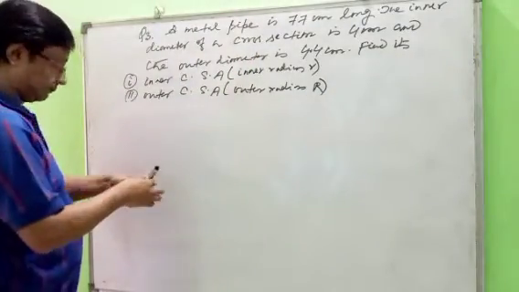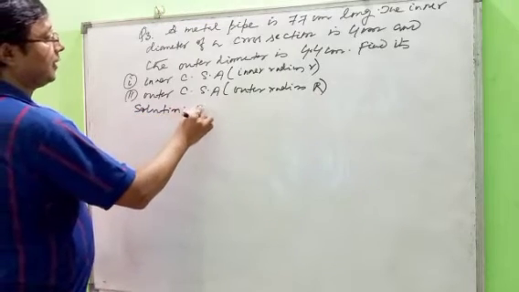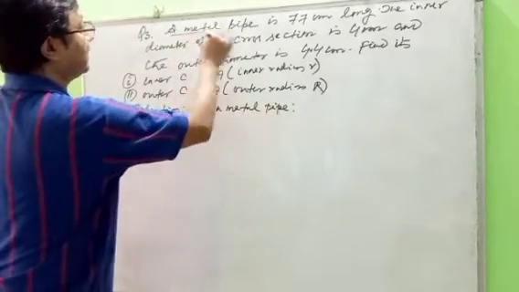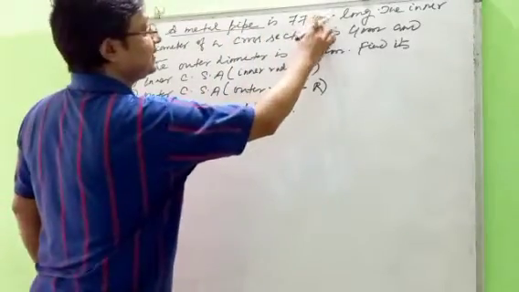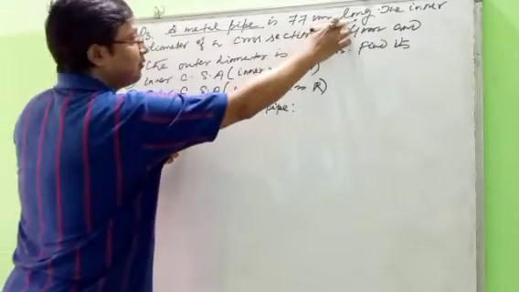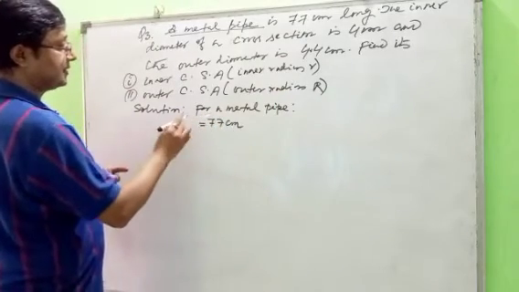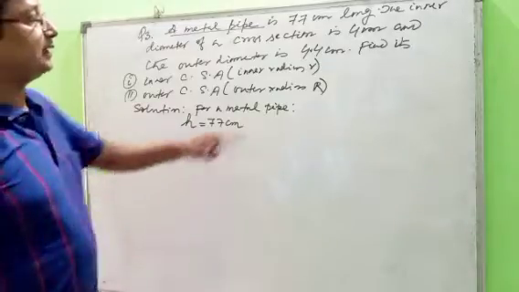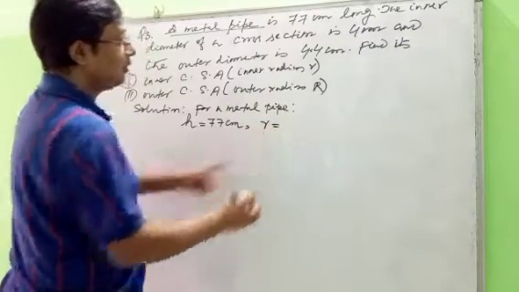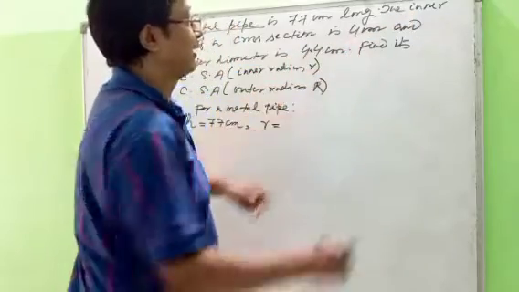So now solution for a metal pipe. So metallic pipe. So here the length is given. So here that means the height. So height is given. So it is h, height. So the long means the length, that means the height. So the height is given 77 centimeter. This is h, height. And then the inner diameter. So that means here the inner radius denoted by small r. So the inner will be the smaller one, outer will be the bigger one.